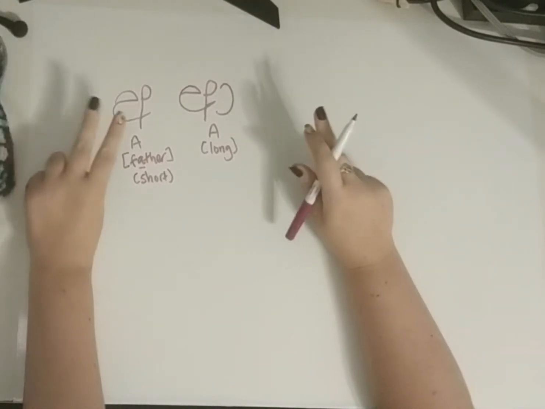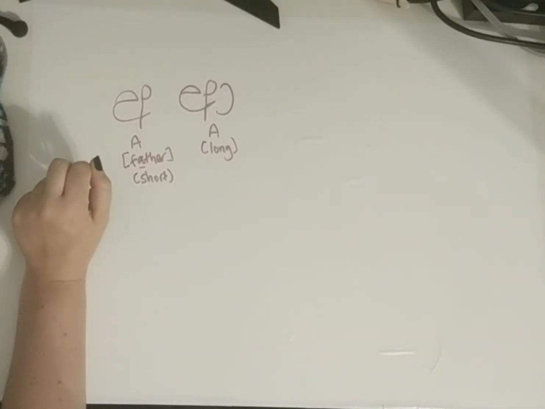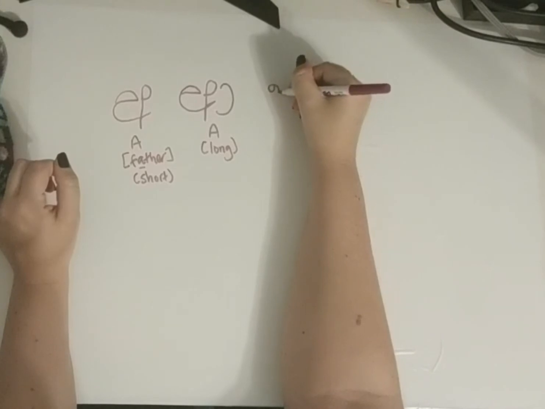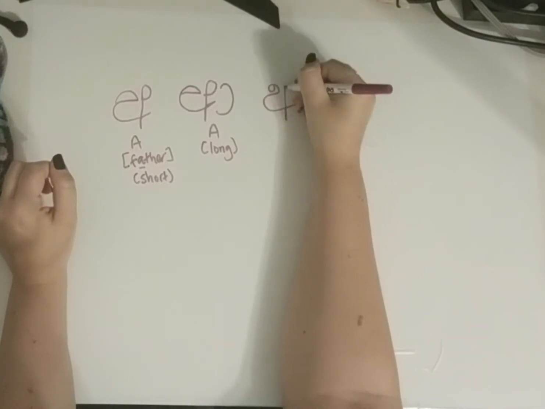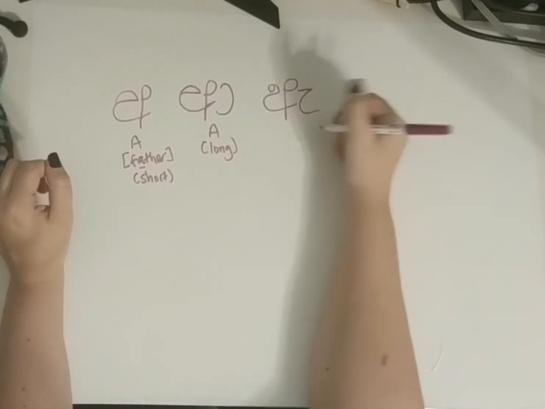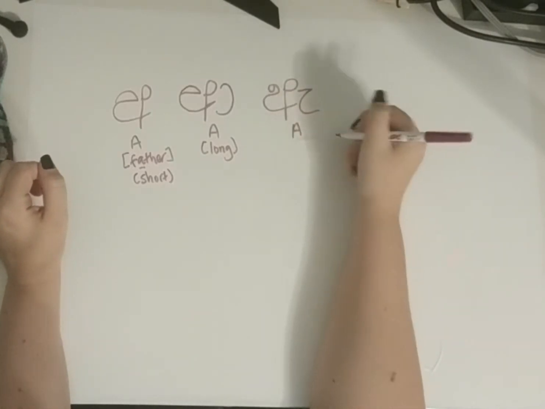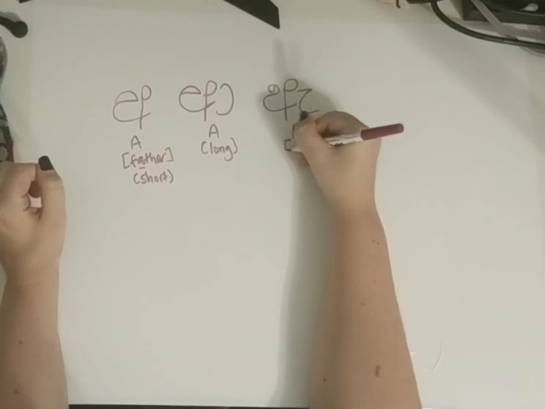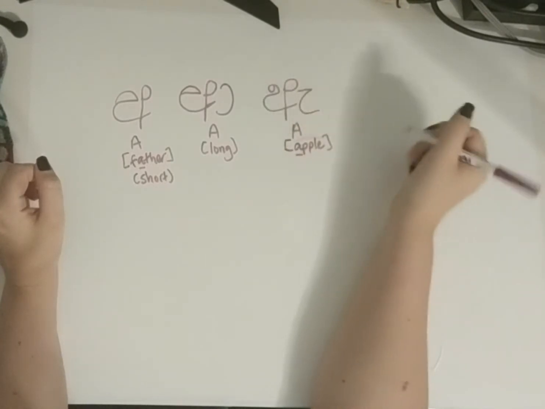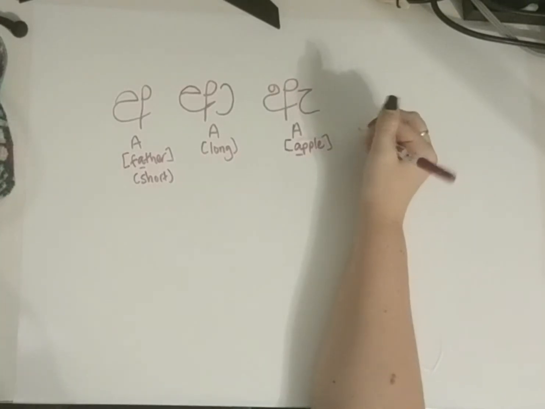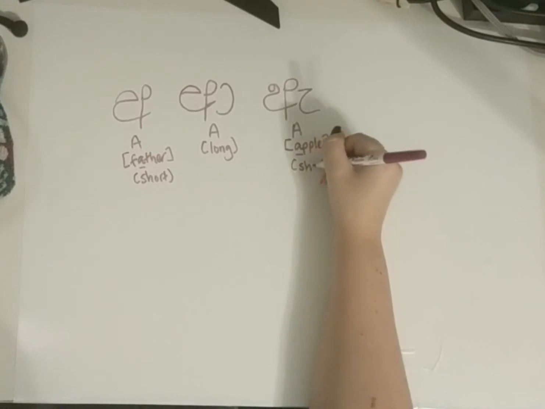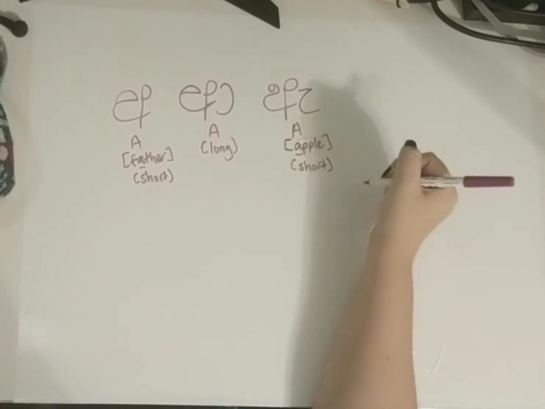Yeah, there's 2 more A's. Let's get into it. This is the next one. This A sound is an ah, like in the word apple. Ah sound. And you guessed it, this is a short sound.